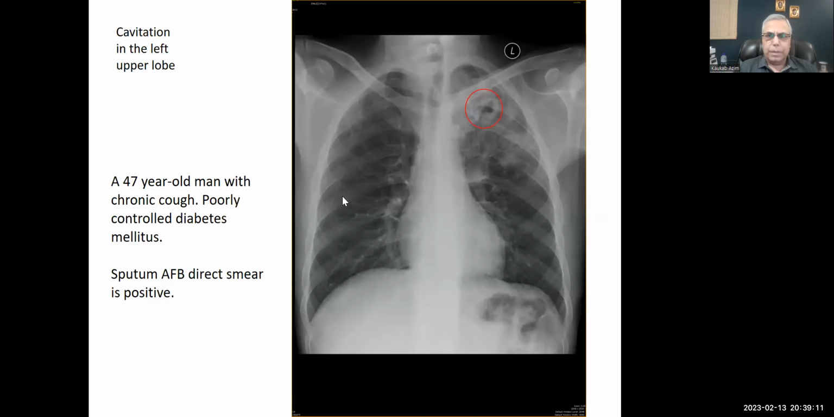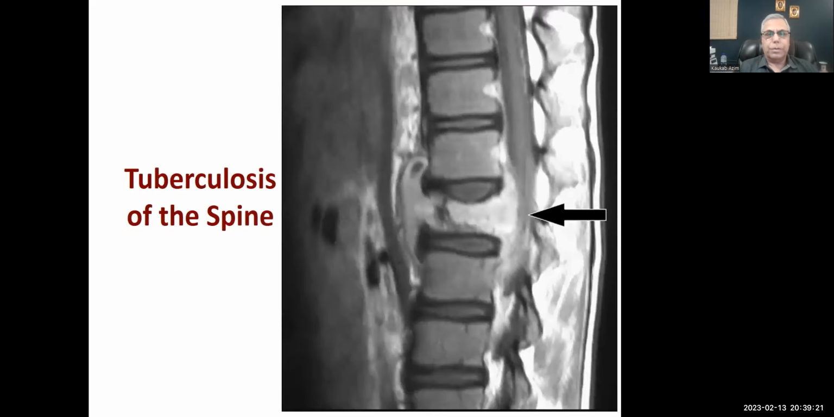Again, this shows cavitation in a 47-year-old man with chronic cough and poorly controlled diabetes mellitus, which is a risk factor for development of tuberculosis. Okay, and this shows you a tuberculous spine. You know, these are normal vertebrae, but this one is collapsed because he had spinal tuberculosis. So this is one example of extrapulmonary tuberculosis.